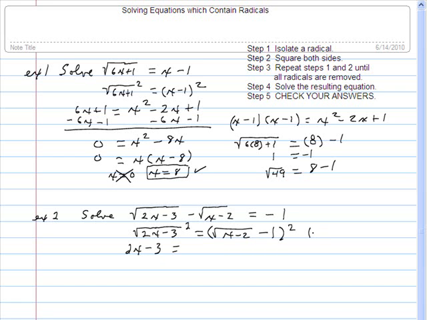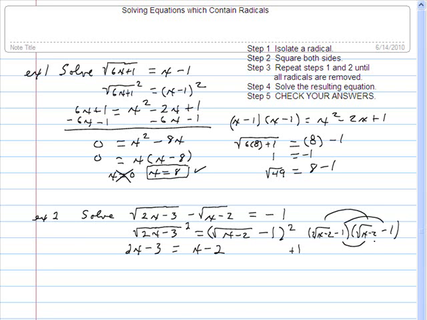So that's going to look like this: square root of x minus 2 minus 1, times square root of x minus 2 minus 1. And the square root times the square root will give me x minus 2. And the last term, -1 times -1, will give me +1. So what goes in the middle?